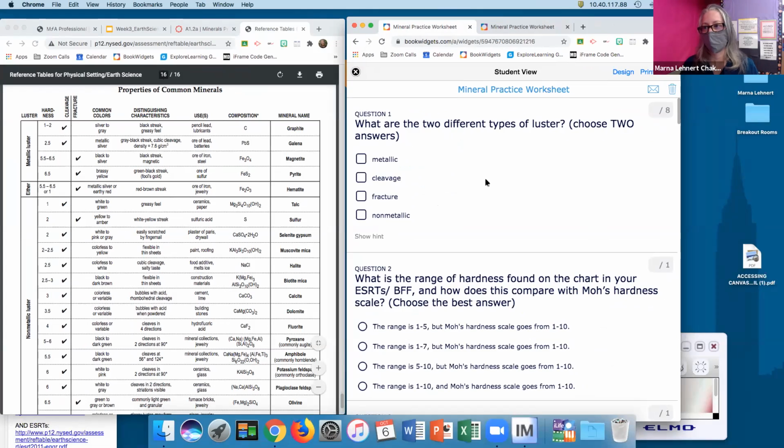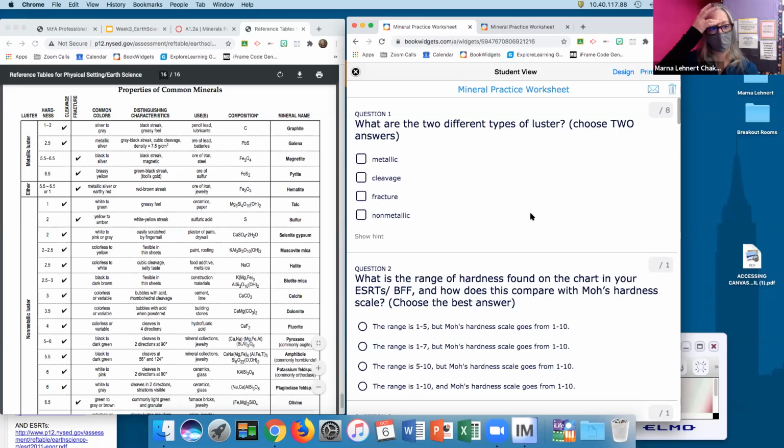All right, so the first question, what are the 2 different types of luster? Choose 2 answers. So you can either raise your hand in the chat, or you can type your answer in the chat. Whatever you think. We're going to do these first few together so that you can get a feel for what to do here.